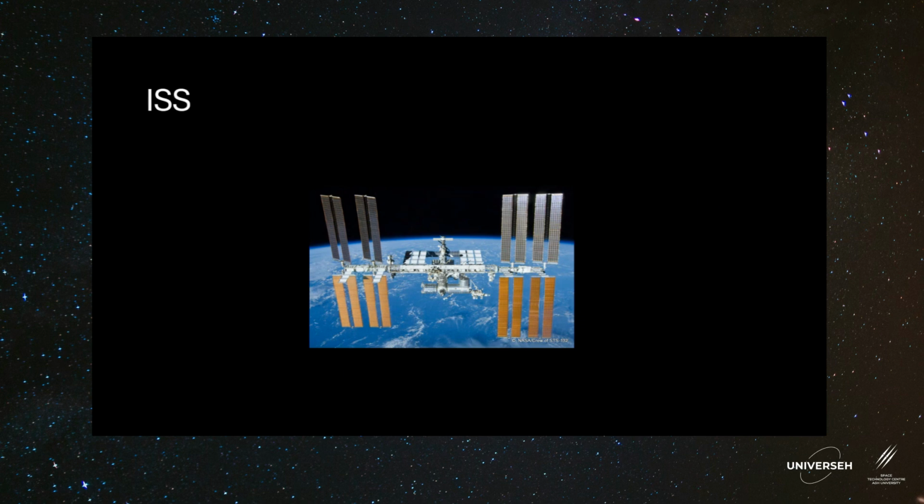And ISS, probably the most famous. But even in ISS, we don't have equal 0G. It's like 10 to the minus 6, minus 7 g, because the mass of the ISS creates its own gravity.